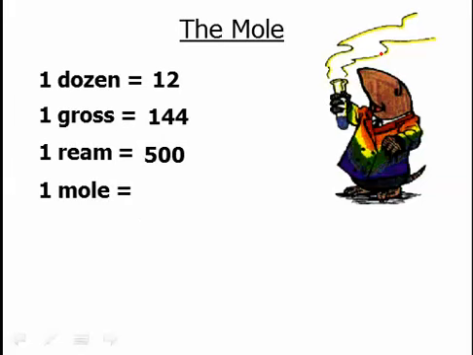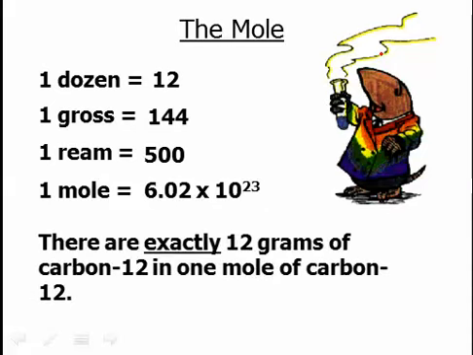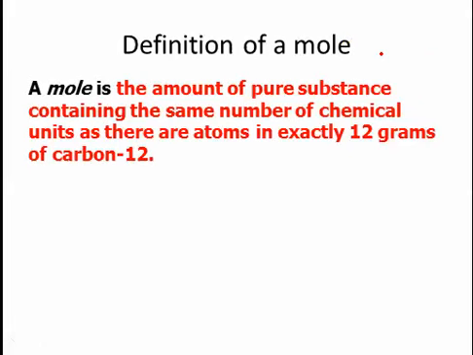And in chemistry, we have that, except instead of a dozen or a gross or a ream, we have a mole, which is 6.02 times 10 to the 23rd. And it is a humongous number, all right? So where does this number come from? Well, it is the same number of atoms of carbon 12 as in 12 grams of carbon 12. So that's where that number comes from. Everything is based upon the number of atoms in 12 grams of carbon. So here's the definition. It's the amount of pure substance containing the same number of chemical units as there are atoms in exactly 12 grams of carbon 12.